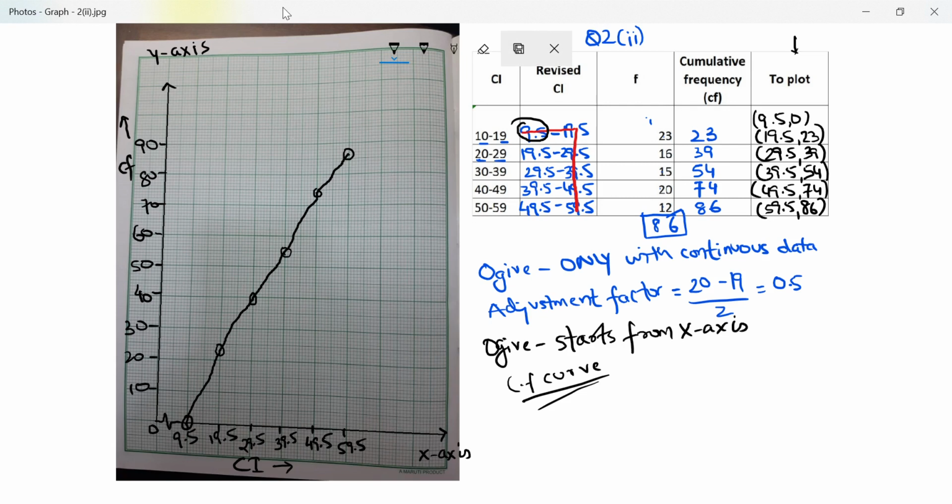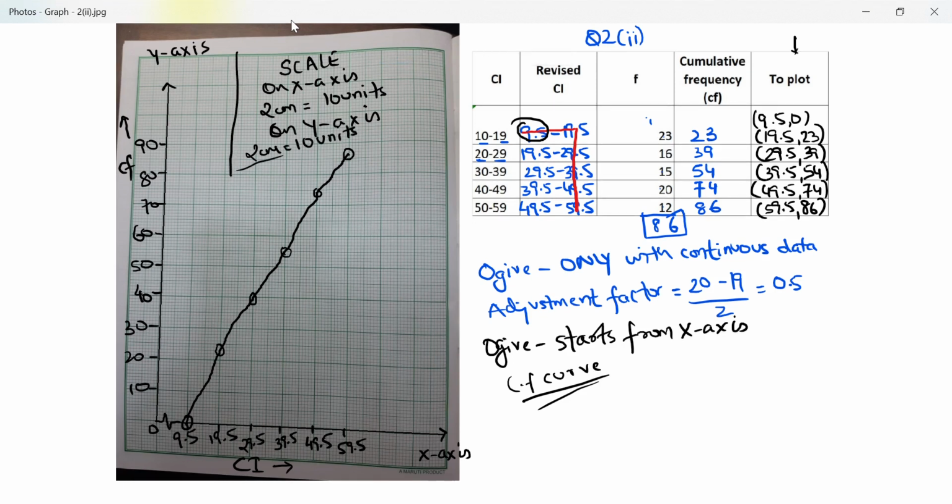No, not exactly. I still have one thing remaining, which is the scale. So on the x-axis, 2 centimeters is equal to 10 units, and on the y-axis, 2 centimeters is again equal to 10 units. Perfect. Let me check if I have done everything. Y-axis done, cumulative frequency done, this done, x-axis written, and scale written.